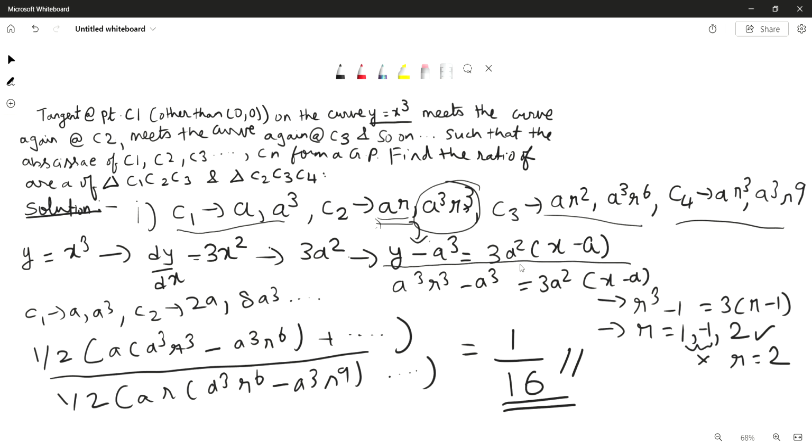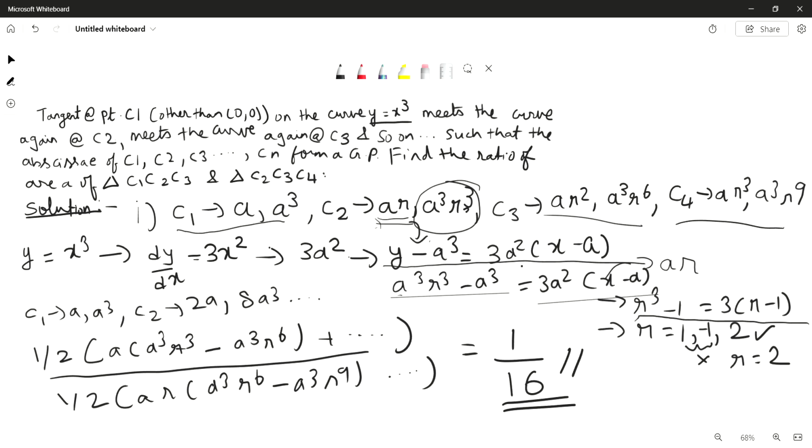So now what is the condition that is given? See the condition: the tangent meets the curve again at C2, C3, C4, and so on. So C2 is also a point on this tangent. If I substitute C2's coordinates here, I get a cube r cube minus a cube equal to 3a square into (x minus a). So x is ar. If I substitute and do the calculations here, I get this finally.